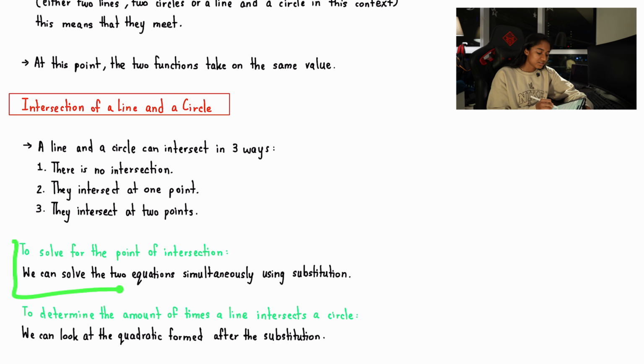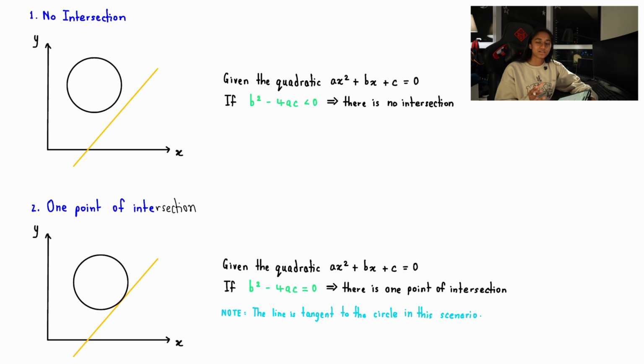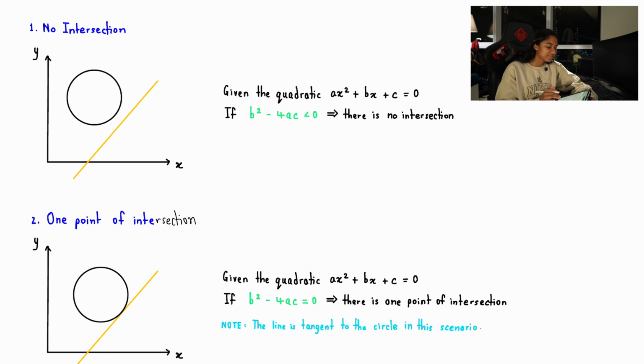So to solve for the point of intersection, all we have to do is solve the two equations simultaneously using substitution. Then, to determine the number of times a line intersects a circle, we can look at the quadratic formed after that substitution. So let's look at the different scenarios. We get a little visual idea of what they look like. If there is no intersection, in the case that the quadratic ax squared plus bx plus c is equal to 0, if the value of b squared minus 4ac is less than 0, there is no intersection.